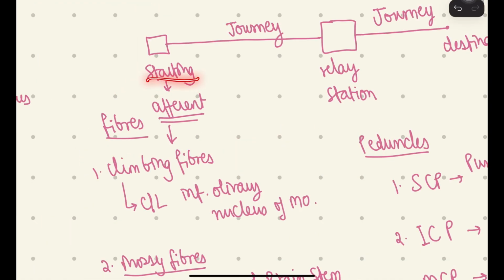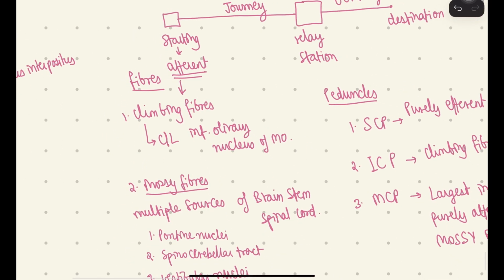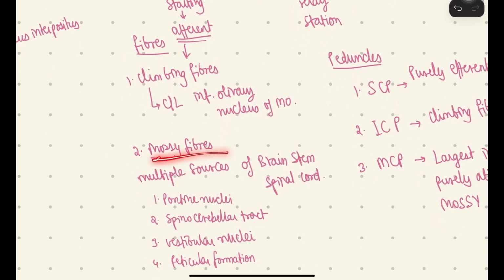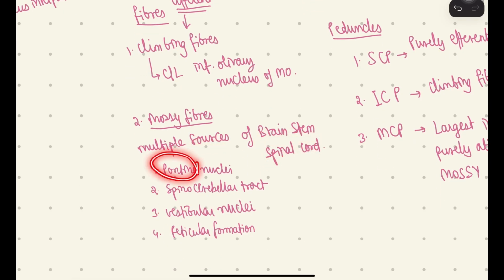Starting with the afferent fibers, there are essentially only two types: climbing fibers and mossy fibers. The climbing fibers originate from the contralateral inferior olivary nucleus of the medulla oblongata. C for C: contralateral. Whereas the mossy fibers come from multiple sources, M for M, multiple sources of the brainstem and spinal cord. You don't have to know them all, but most importantly they are the pontine nuclei, vestibular nuclei, the reticular formation, and from the spinal cord. So these are the starting fibers.